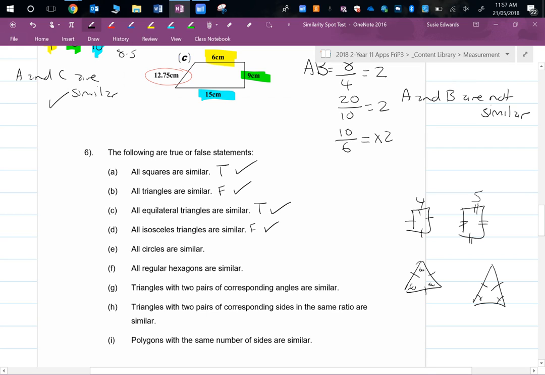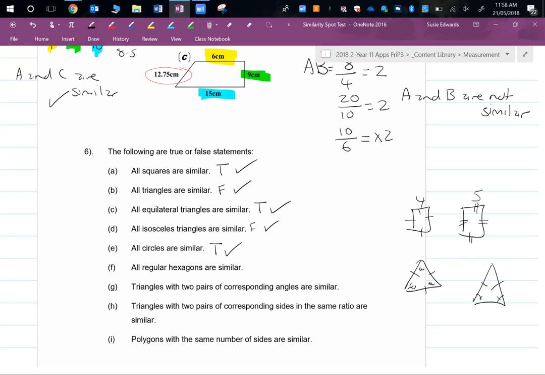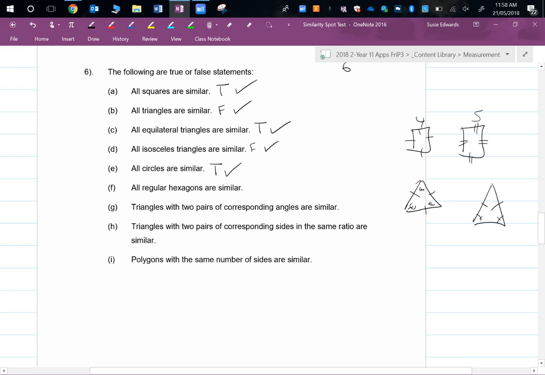All right, so all circles are similar. True. It's really only the radius which changes, so that would be a length in the same ratio. All regular hexagons are similar. Regular means, what does regular mean? It does mean normal. It means all the side lengths are the same, and if all the side lengths are the same, all the angles are the same. So therefore, true.